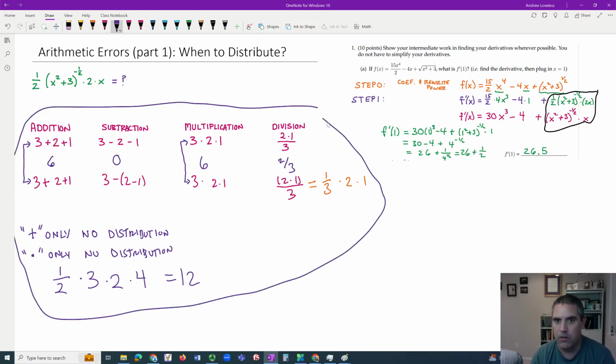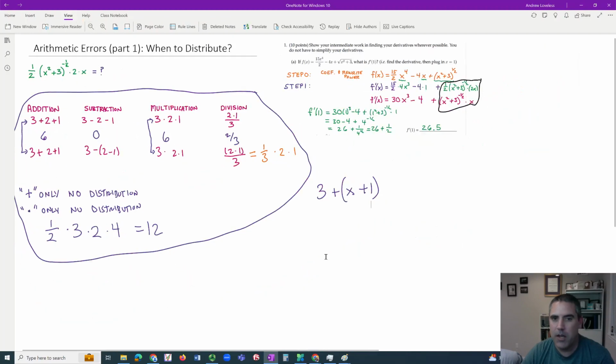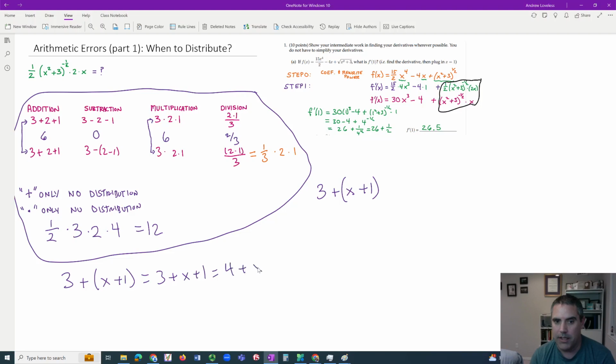No distribution. So imagine, for example, you have 3 plus x plus 1. Do we distribute? No, it's all addition. Doesn't matter that there's an x there. We don't distribute. We just drop the parentheses. So if it's all addition, I'm going to say this a few different times, so I really want to hammer this home. You say, oh, it's all addition. I'm going to drop the parentheses, and I'm going to write 4 plus x.